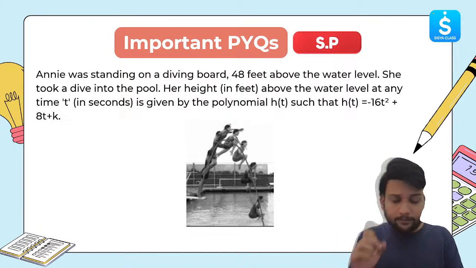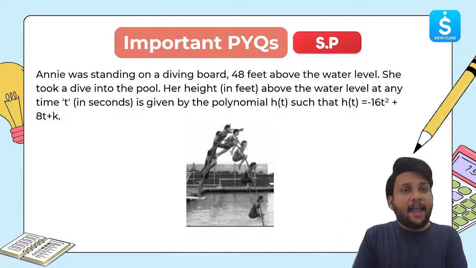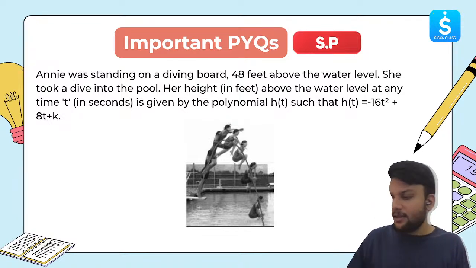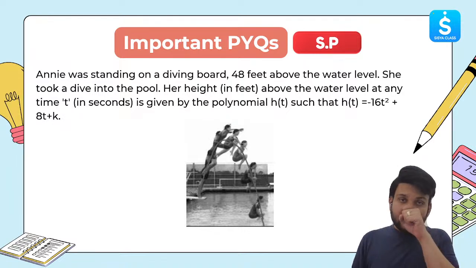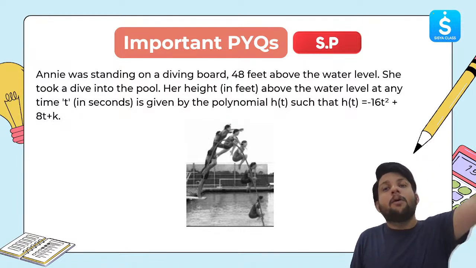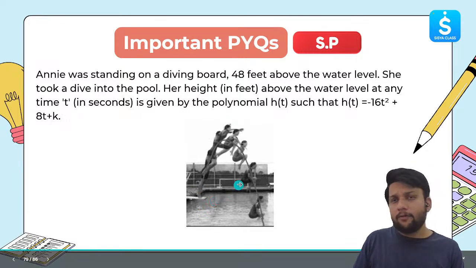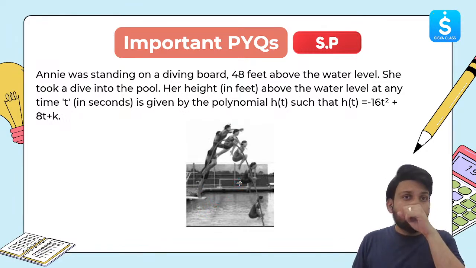So, what is this? Let's just read this question. The question is: Annie was standing on a diving board. You have seen some swimming videos. If you haven't, don't see them now because the exam is coming. Annie was standing on a diving board 48 feet above the water level. If you can see, this is 48 feet above the water level. She took a dive into the pool.